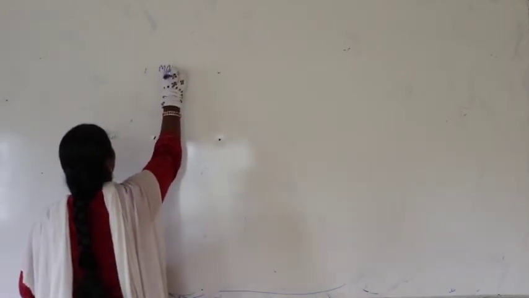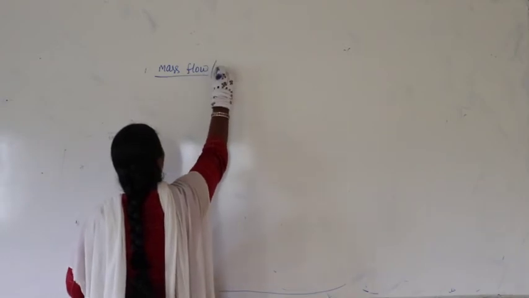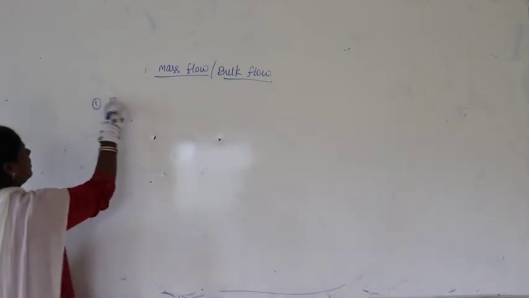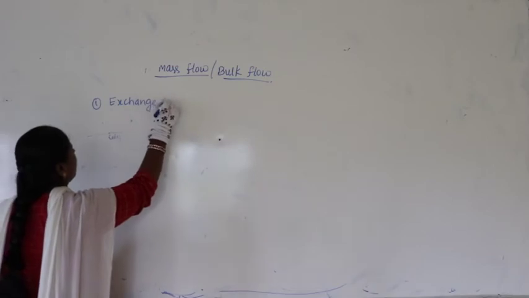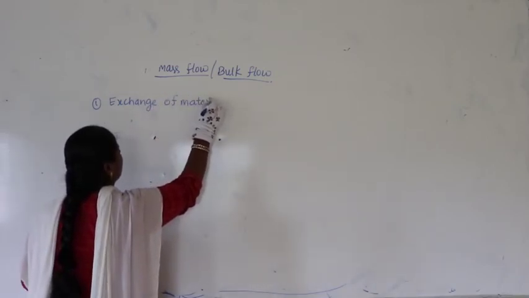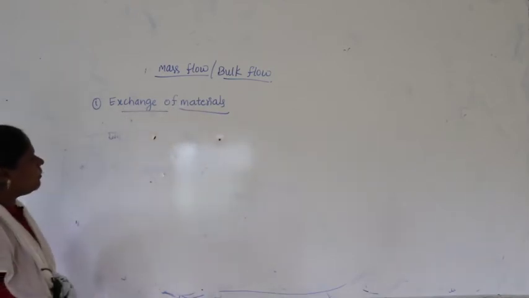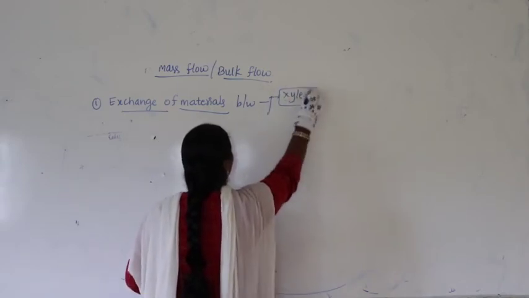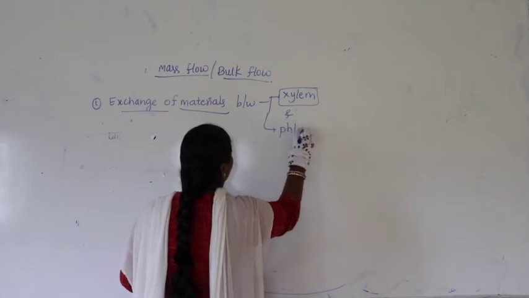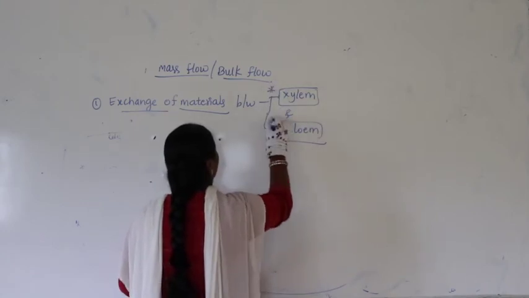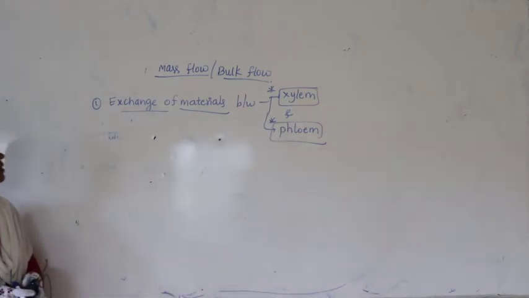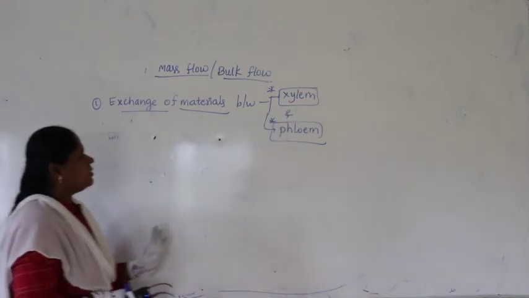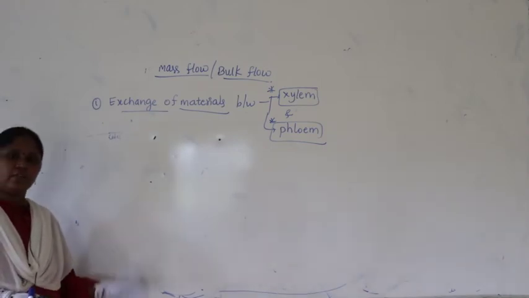So, in this mass flow, or what we say bulk flow, the first thing is that there is an exchange of materials. Exchange of materials happens between xylem as well as phloem. So, here exchange of materials happens between xylem and phloem. That is the reason for the conclusion we already have written in the other class.